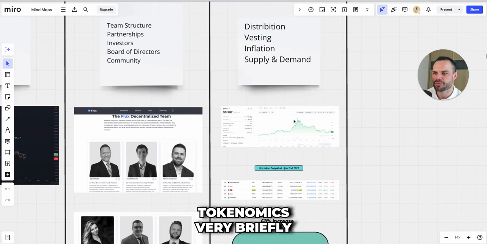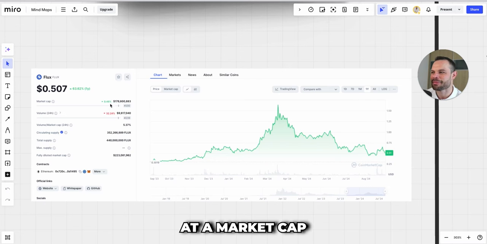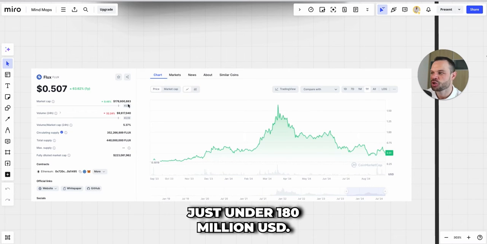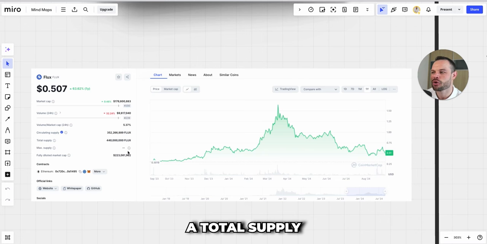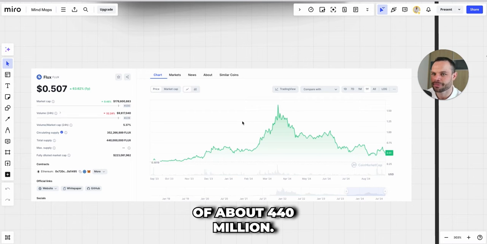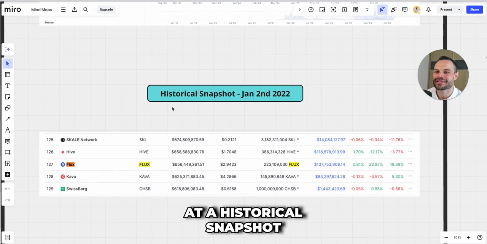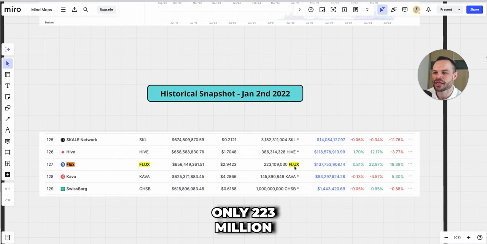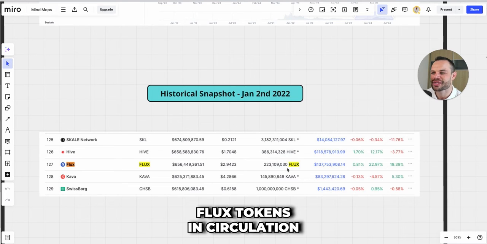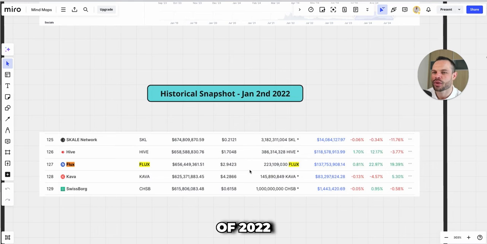Finally, let's look at the tokenomics very briefly. As we alluded to, we're currently sitting at a market cap just under $180 million US. If we look at the amount of tokens currently in circulation, we can see that we've got 352 million Flux tokens in circulation today out of a total supply of about 440 million. The thing to note here is that if we look back at a historical snapshot when Flux was putting in its previous all-time highs on the 2nd of January 2022, we can see that there was actually only 223 million Flux tokens in circulation at the very beginning of 2022 when Flux was putting in its previous all-time highs.